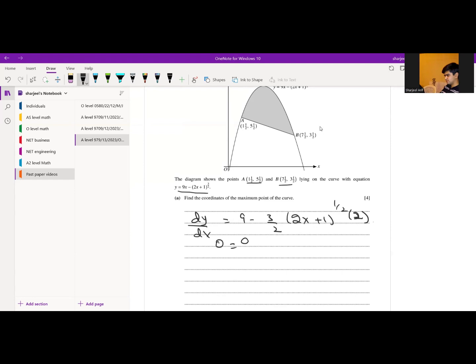This is equal to 0. This will be minus 9 equal to minus 3 (2x plus 1) power 1 by 2. Squaring both sides. x equals to 4.